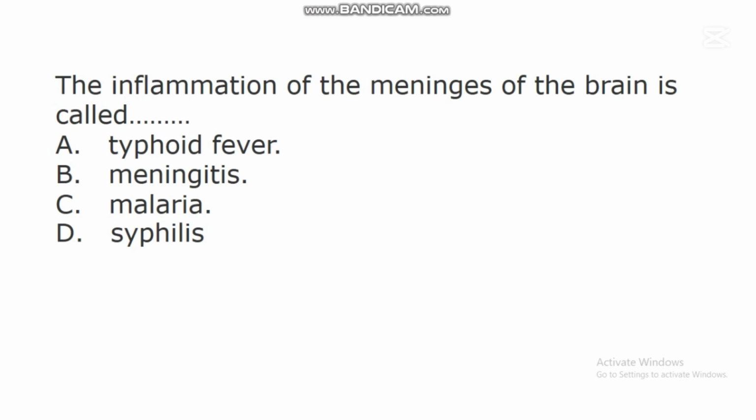The next question says, the inflammation of the meninges of the brain is called dash. A. Typhoid fever. B. Meningitis. C. Malaria. D. Syphilis. In this question, the correct answer is B. Meningitis. Meningitis means inflammation of the meninges of the brain.